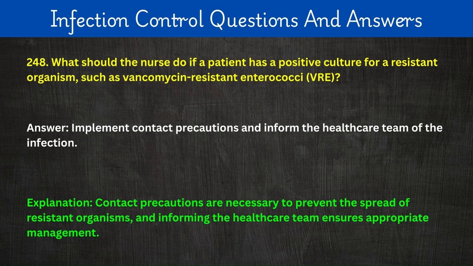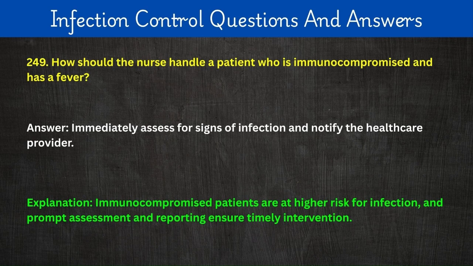enterococci, VRE? Answer: implement contact precautions and inform the healthcare team of the infection. Explanation: contact precautions are necessary to prevent the spread of resistant organisms, and informing the healthcare team ensures appropriate management. 249. How should the nurse handle a patient who is immunocompromised and has a fever?